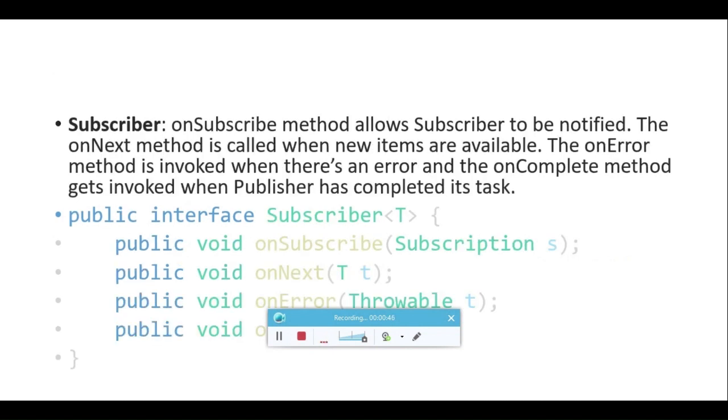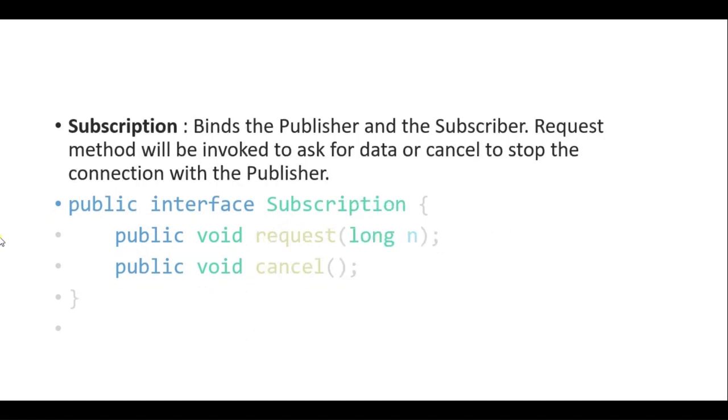The second one is Subscriber, which has the onSubscribe method, which allows the subscriber to be notified. The onNext method is called when new items are available. The onError method is invoked when there is an error, and the onComplete method gets invoked when the publisher has completed its task. The Subscription interface binds the publisher and subscriber together. The request method will be invoked to ask for data, or cancel to stop the connection with the publisher.